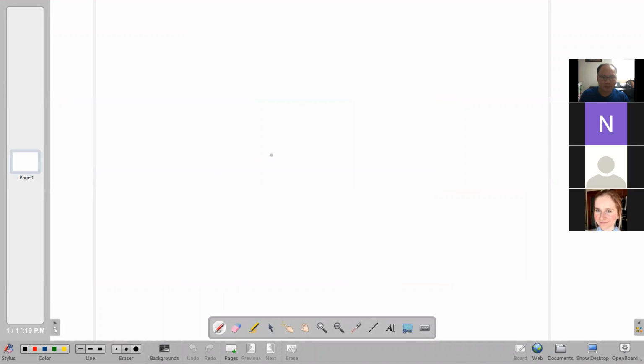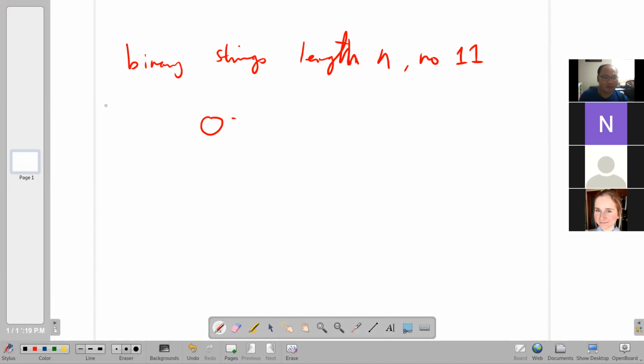Okay, so let's go back to what we were trying to do. We're talking about binary strings of length n with no 1, 1 anywhere. So basically, if you have length 1, then there are exactly 2 strings, 0 and 1. Right, that's pretty easy. If length 2, there's 0 0, 0 1, 1 0, but 1 1, of course, is not allowed, so there's 3.